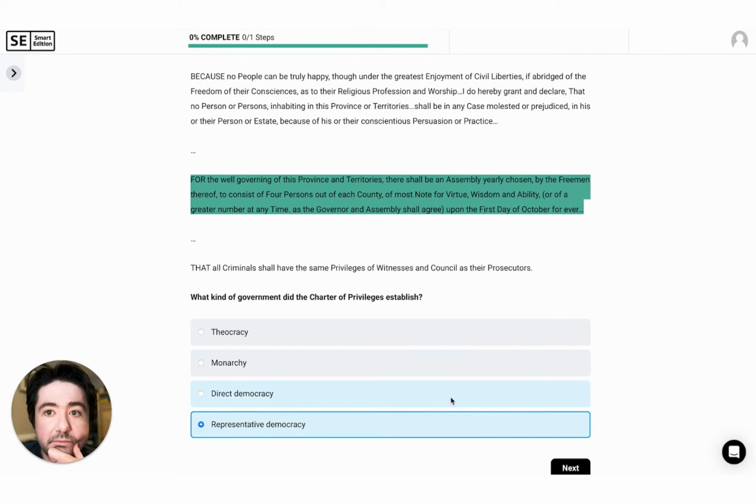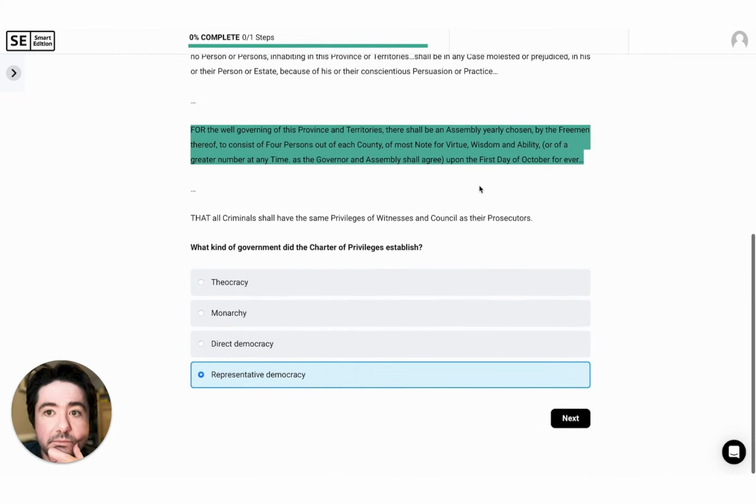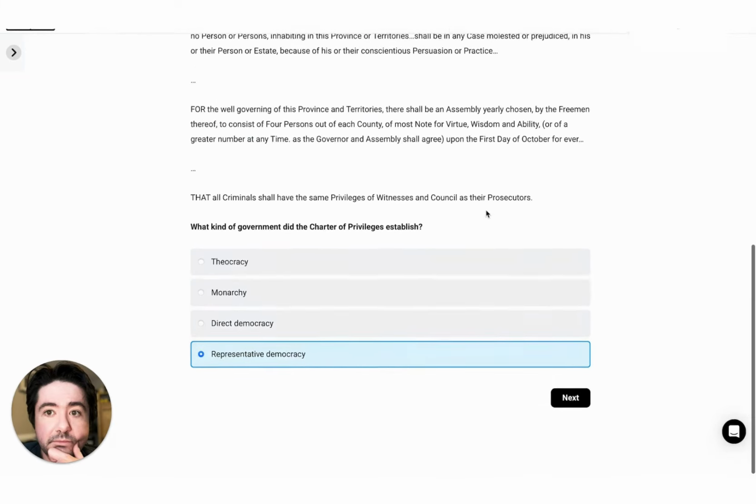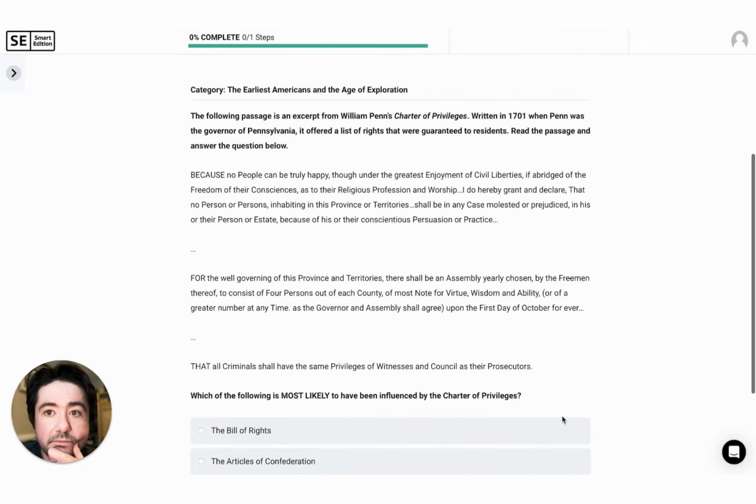If it was a direct democracy, everyone from all the counties would be gathering together. If it was a monarchy, it would just be one person. And if it was a theocracy, it would be a religious leader, maybe a pastor or a priest or something like that. But since the people are choosing the representatives, we have representative democracy. And there we go. All right, question 10 coming up.